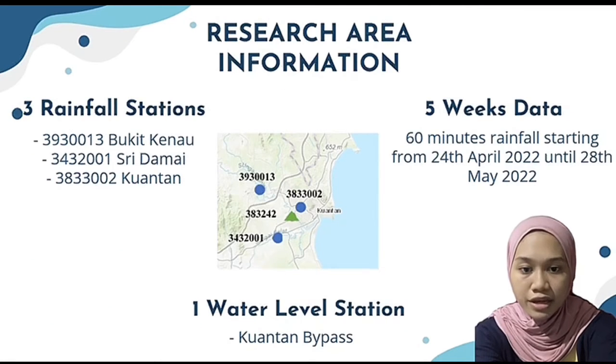So this study mainly focuses on three nearest rainfall stations, which are Bukit Kenau Station, Sri Damai Station and Kuantan Station. For the water level station, we chose Kuantan Bypass Station, and all these stations are in the same basin, which is Sungai Kuantan. We collected 60 minutes rainfall data for 5 weeks, starting from 24 April until 28 May 2022.